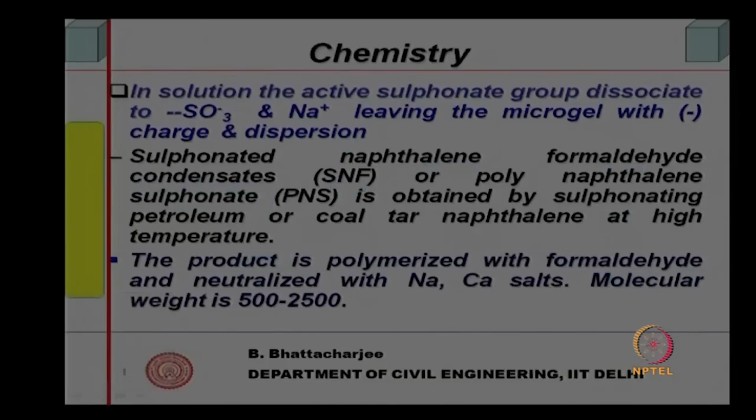The product is then polymerized with formaldehyde and neutralized with sodium, calcium or some other metal, usually sodium and calcium salts, and the molecular weight is small. That is why the quantity adsorbed onto the cement surface is more, and therefore more negative charge, therefore more action compared to the plasticizer. So, less molecular weight, more adsorption onto the surface of the particle, more negative charge, and therefore more dispersion. That is the idea.